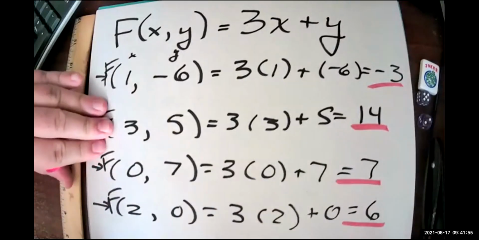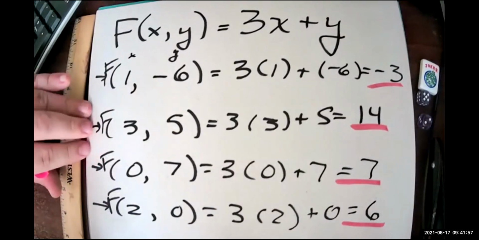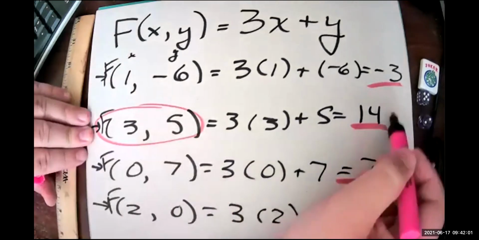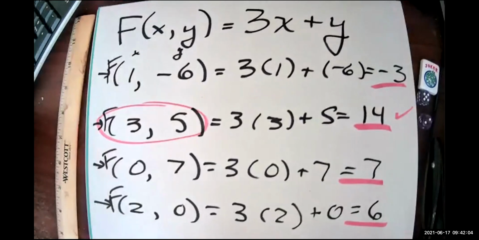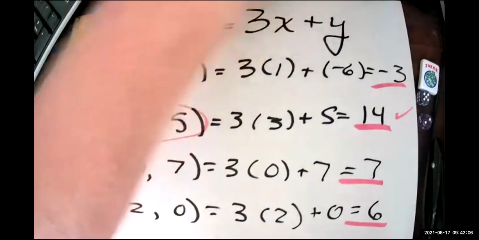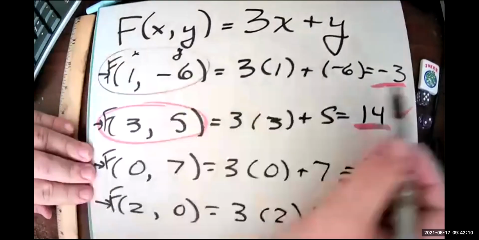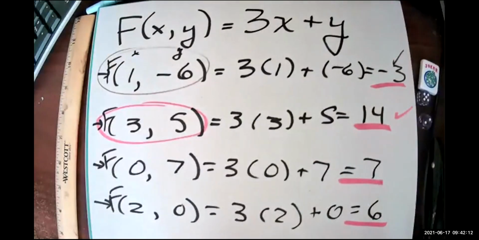If I said which of these points maximizes the objective function, it would of course be the point (3, 5) because 14 is the largest. If I said which of these would minimize, of course it would be (1, -6) because that's the lowest. And that's the whole story, guys, of what linear programming is.